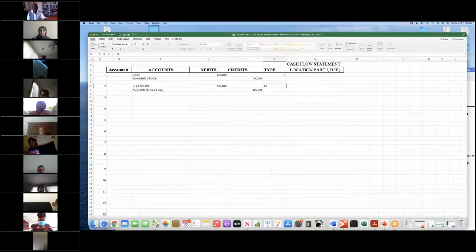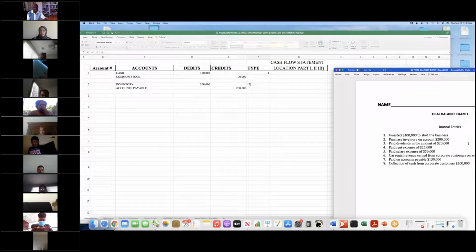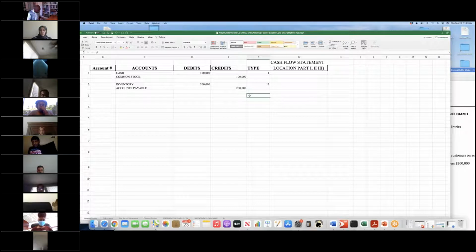Let's move to our next journal entry, which was pay dividends in the amount of $20,000. So that's a type what? 10. And we're going to debit dividends. And we're going to credit cash.